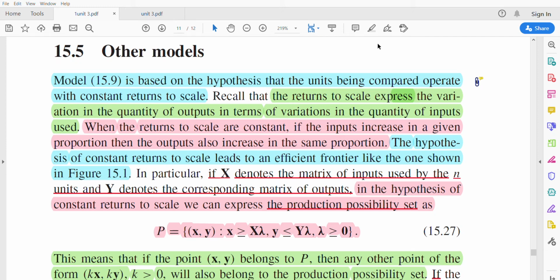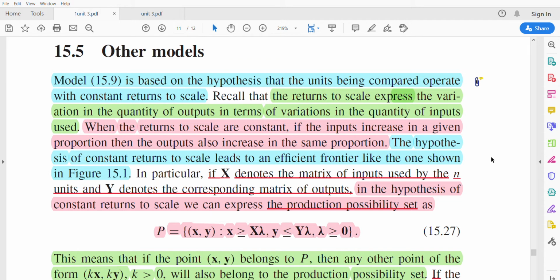Hi students, in this session we are discussing the topic other models. Up to now, in the previous sessions, we have discussed a few models. So here the other model is defined based on the production possibility set.